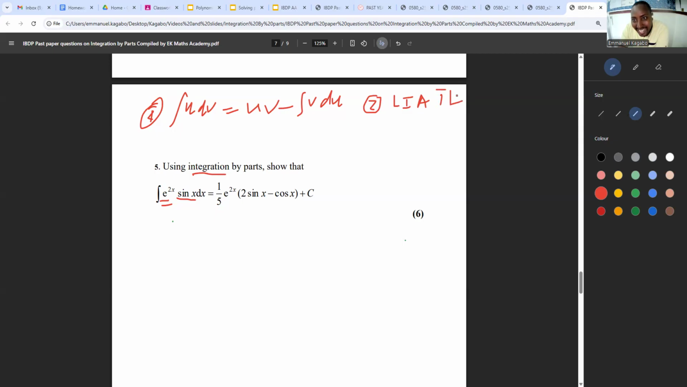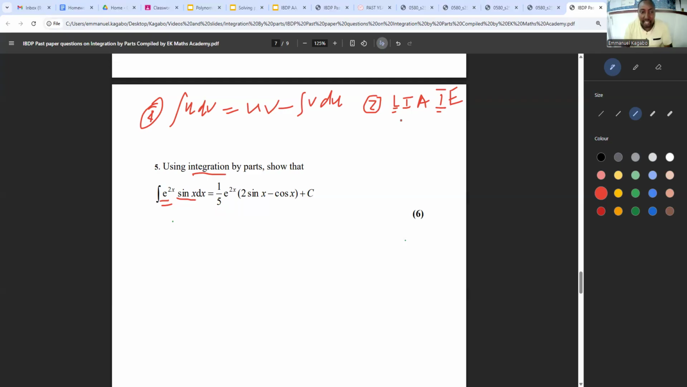So it's called LIATE. So what does that mean? L, logarithmic function, ln, for instance. I, inverse trigonometry, arc sine, arc cos, arc tan. Then A, algebraic expressions, which are polynomials in general, like x squared. Then T, trigonometric functions, sine x, tan x, cos x, and then E, exponentials, e power something. Have you understood that?